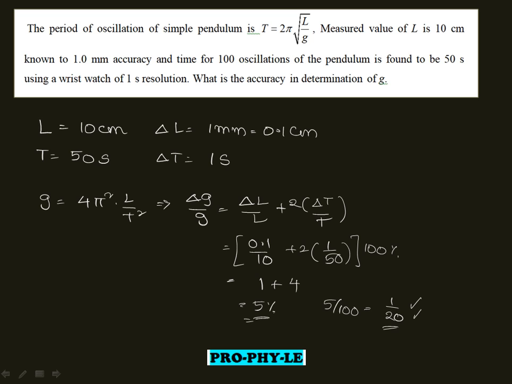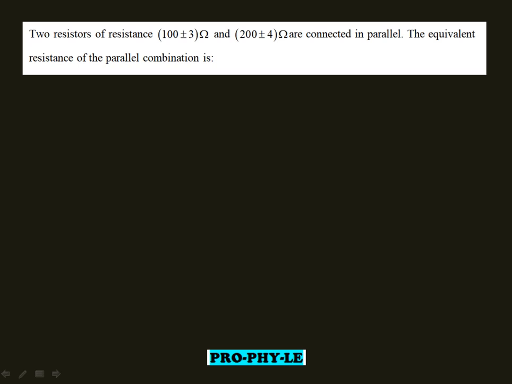The next question is like this. Two resistors of resistance 100 ohm with an error of 3 ohm and 200 ohm with an error of 4 ohm are connected in parallel. So two resistors are connected in parallel. Let this be R1 and this is R2.